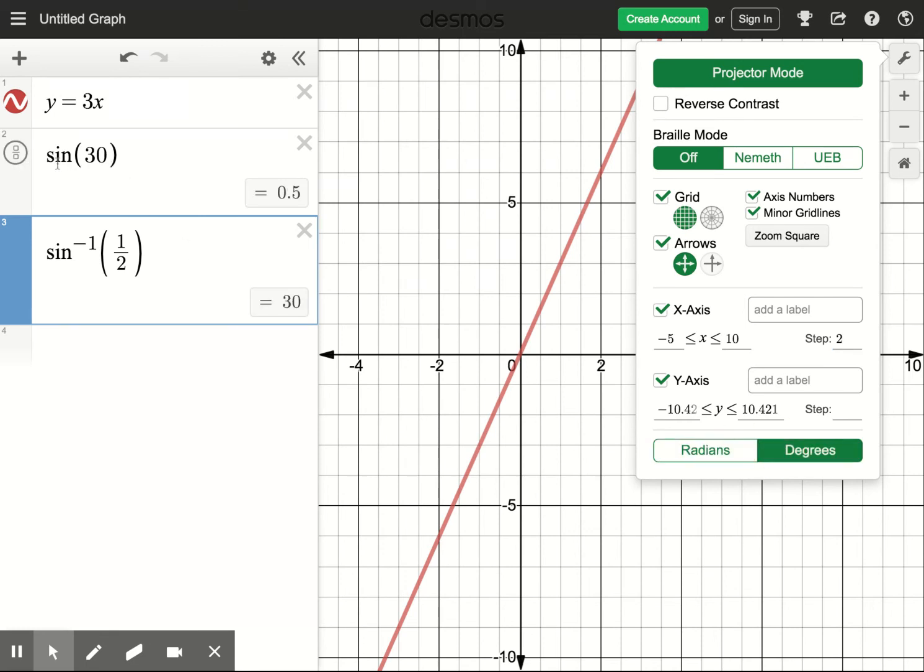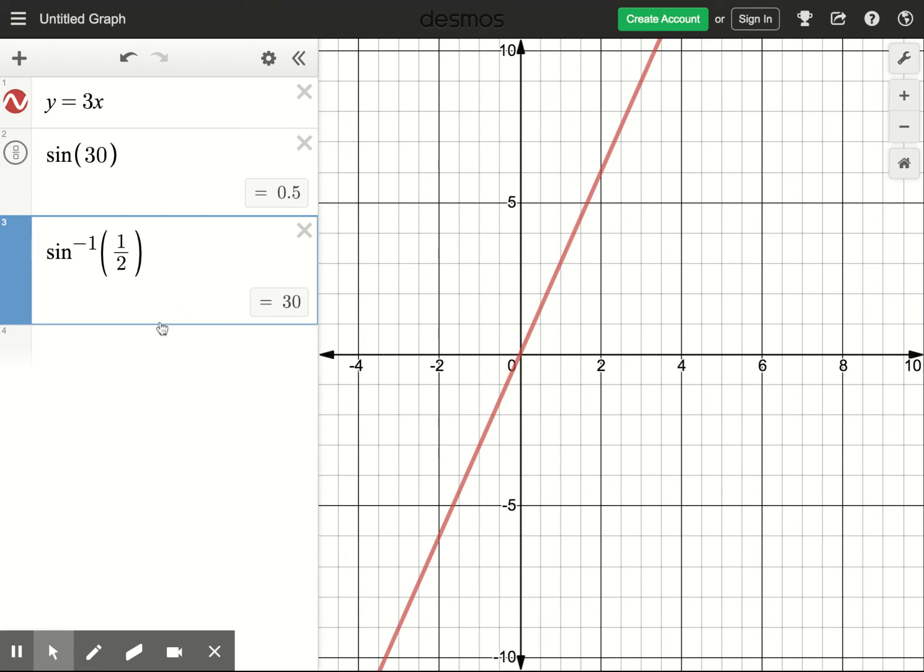So notice how when I put in an angle of 30 degrees, I'm going to get out 1/2. When I put in a ratio of 1/2, because these are both the ratio, of the opposite over hypotenuse, I will get out an angle of 30 degrees. So that's just something to look at, think about. You can do regular sine and inverse sine.